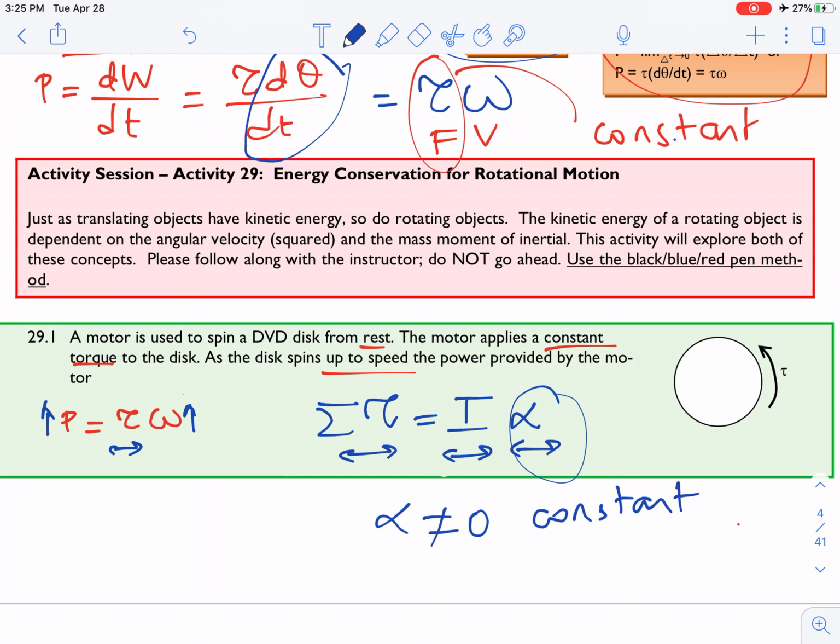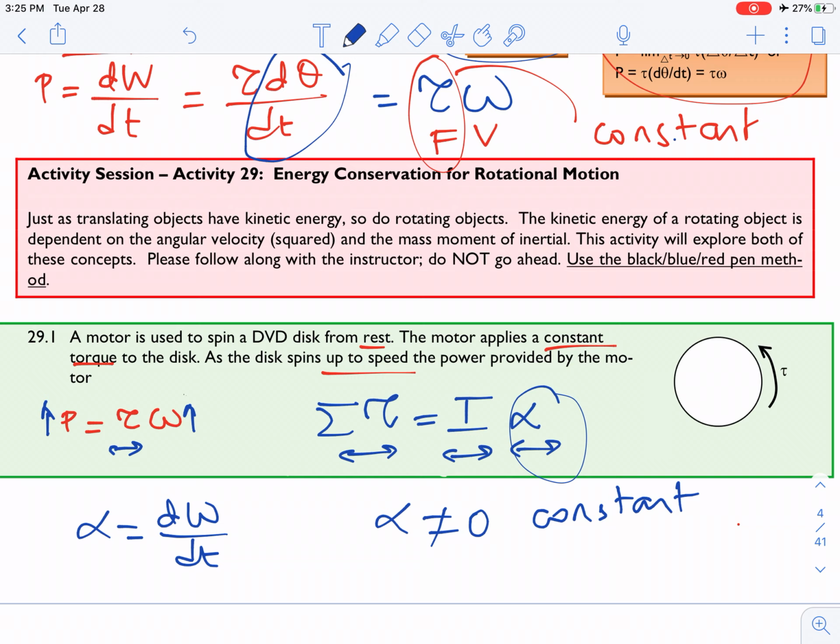What is omega, right? Since alpha is defined as d omega over dt, that's the change in omega, the angular acceleration, right? If this is constant, that means omega is changing at a constant rate. So it is increasing, and that's really all we need right now, but it's increasing at a constant rate. So the power is also going to increase at a constant rate.